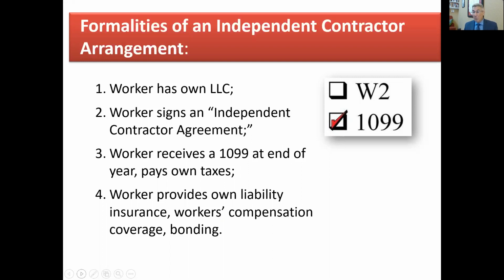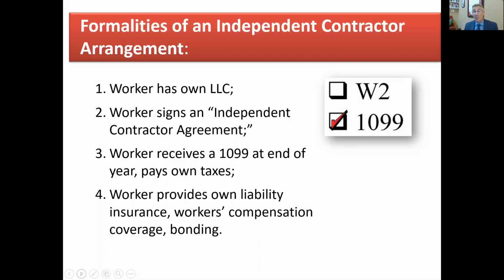Normally when I'm approached with the question, is somebody an employee versus an independent contractor, they show me various formalities. They'll say the worker has their own LLC, and I'll say, that's great. And they'll show me a document that says independent contractor agreement. I say, that looks like you've got a possible independent contractor relationship, or at least that was the intention. And maybe they'll mention a 1099 or the worker's own liability insurance.